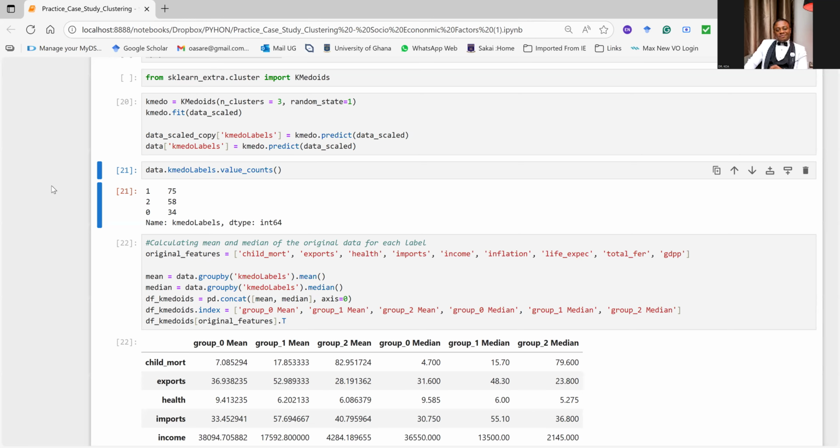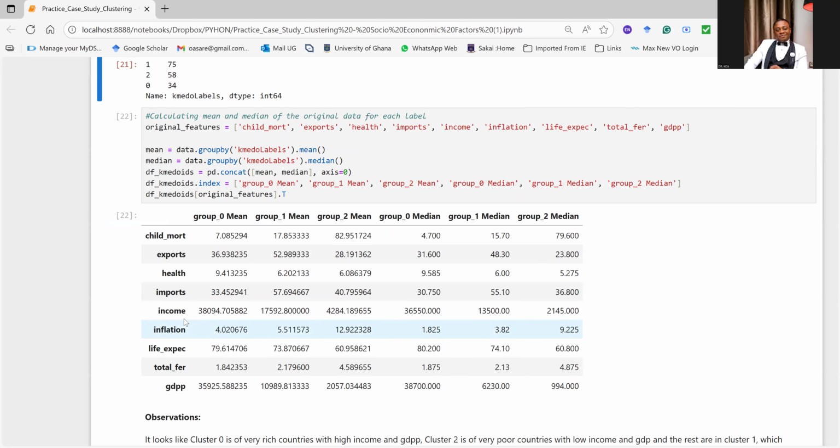But if it works and you run this, you will notice the mean. Check the income: the income of group 2, which previously was looking good, is rather low. Then you check the income of group 0. It's 38,000. And then you check the income of group 1. It's higher.